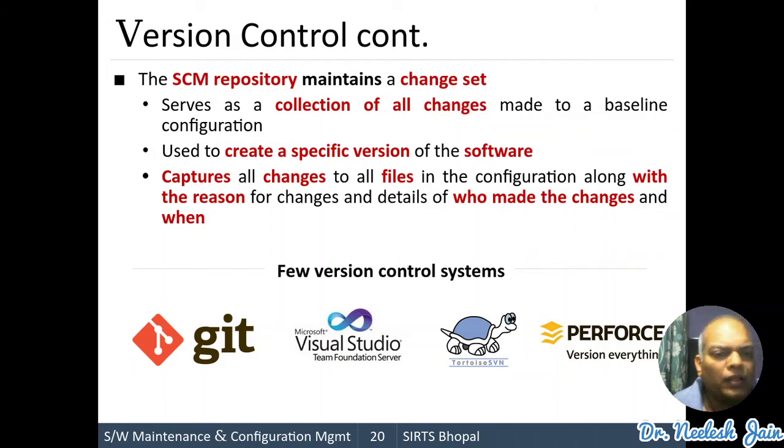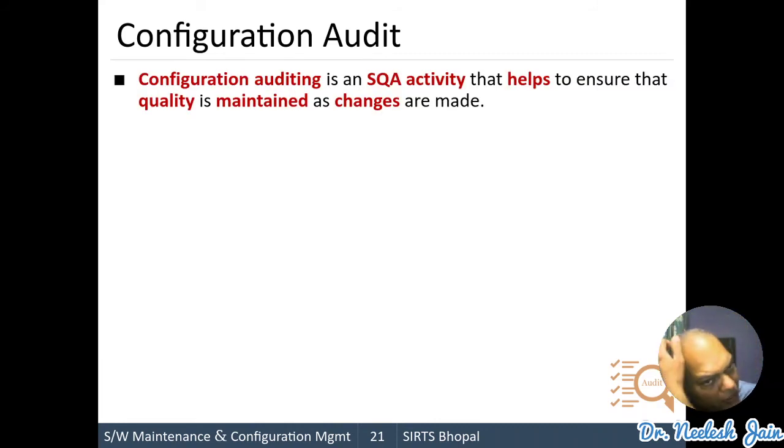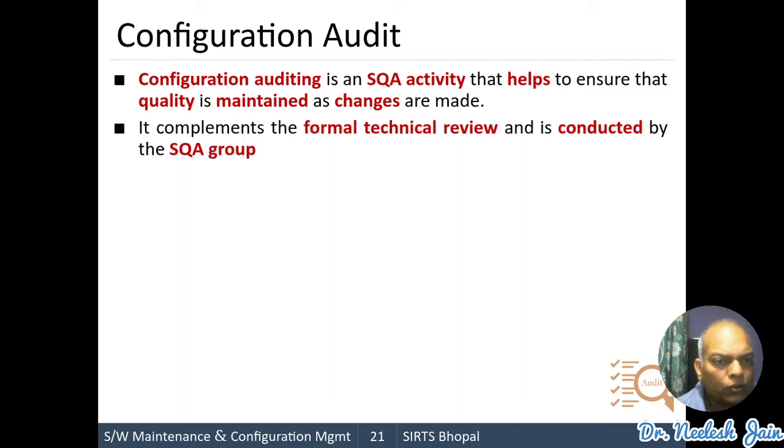So these are some examples where you can keep the record of all version control. And the next layer is the configuration audit. As you all know, what is the meaning of the audit? So configuration audit is an SQA activity that helps to ensure that quality is maintained as changes are made. It also complements the formal technical review and is conducted by the SQA group. SQA group means Software Quality Assurance Group, which has the task to maintain the quality of the software.